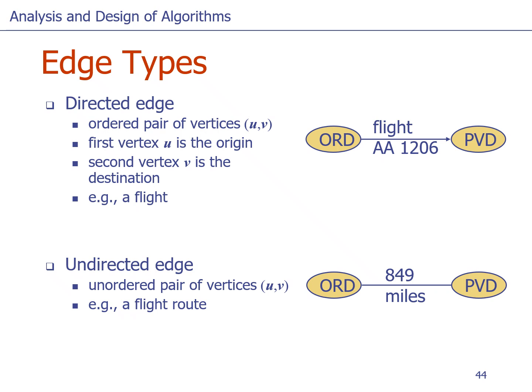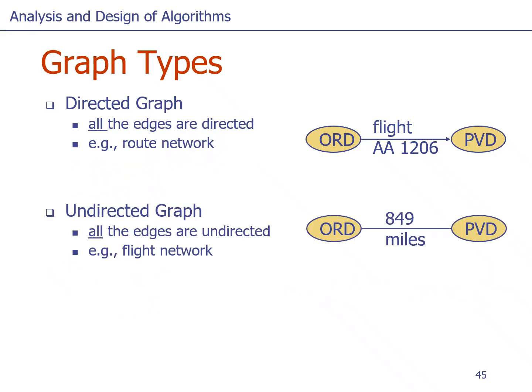We have two types of edges: directed edges and undirected edges. In a directed edge, you go from one vertex to another, but you cannot go back. For example, here you have a flight from ORD going to PVD, but not the other way around. If the edge does not have an arrowhead, then you can go in either direction. You can go from ORD to PVD or PVD to ORD, and that would be called an undirected edge. Based on the type of the edge, you either have a directed graph or an undirected graph, and you cannot mix them.